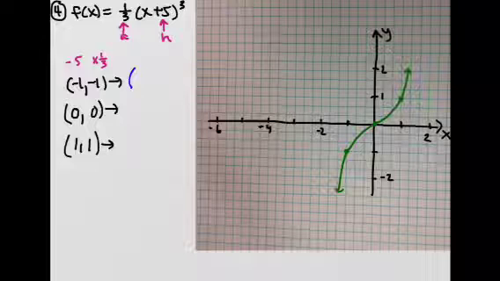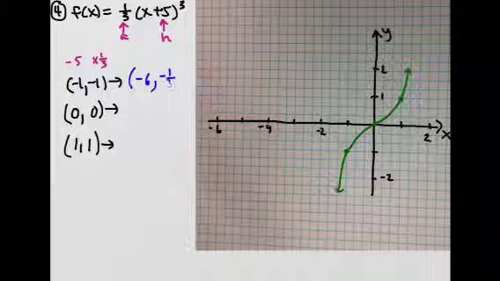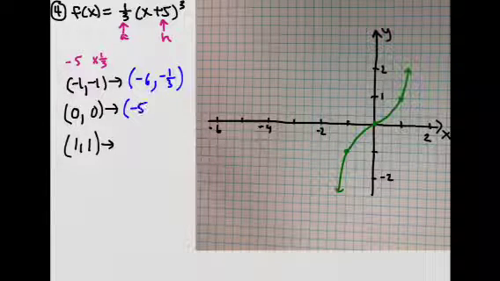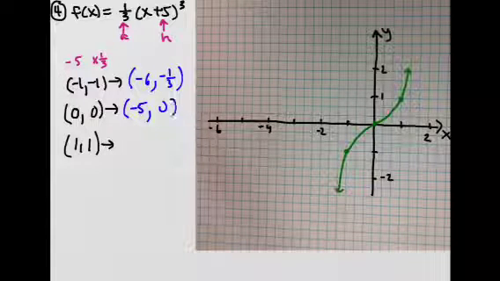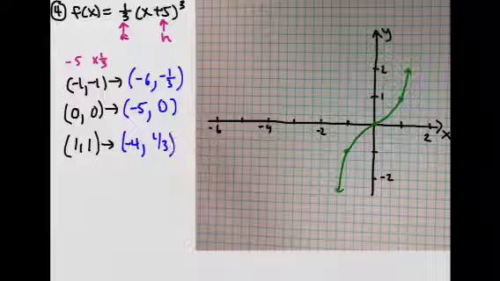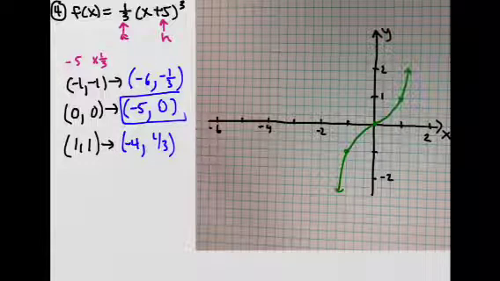Negative 5 minus 1 is negative 6. 1/3 times negative 1 is negative 1/3. Negative 5 plus 0 is negative 5. 1/3 times 0 is 0. Negative 5 plus 1 is negative 4. 1/3 times 1 is 1/3. So this is our inflection point. Okay, and now we're ready to graph.